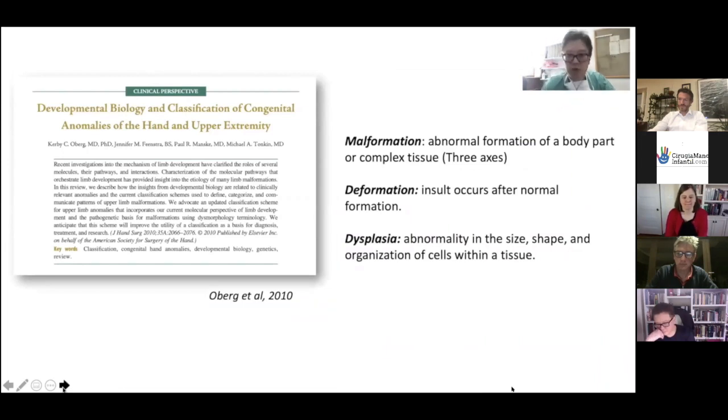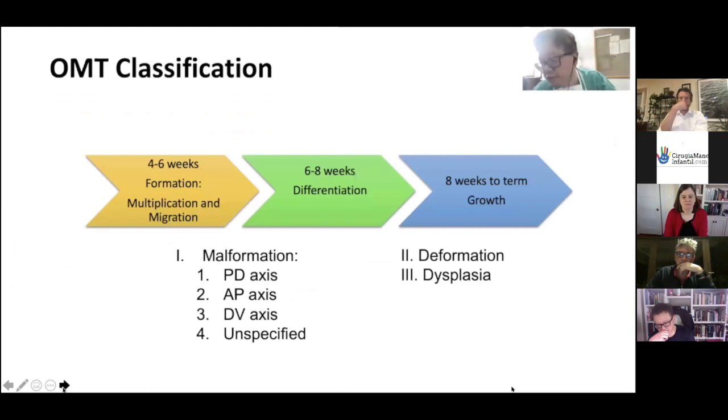There were 3 groups initially: malformation, based on the 3 axes as we saw earlier, deformation, where the insult occurs after normal formation, and dysplasia. So if you look at the limb development charts again, malformation is the result of errors in the earlier stages, deformation and dysplasia perhaps in the latter stages, and syndromes right at the beginning.